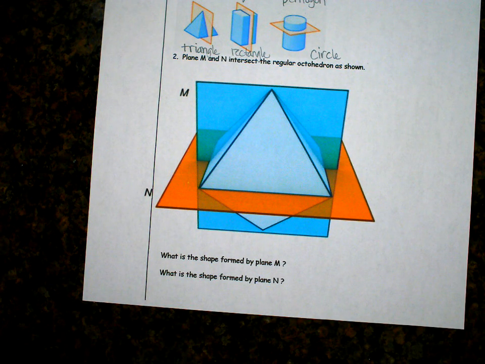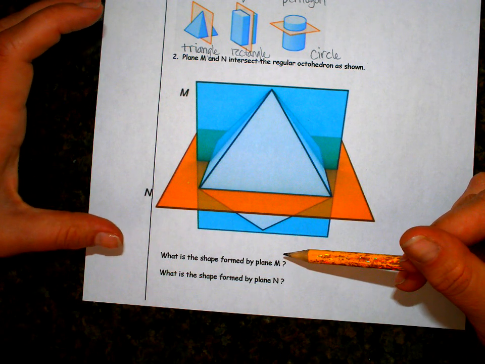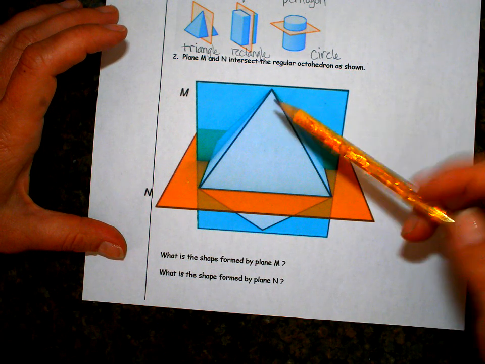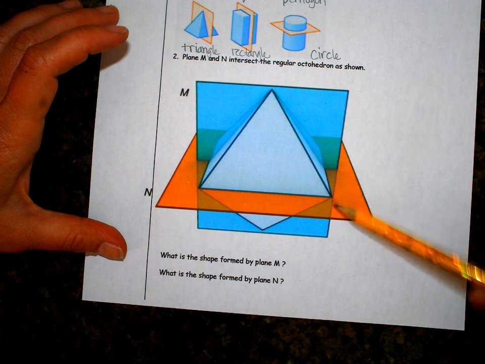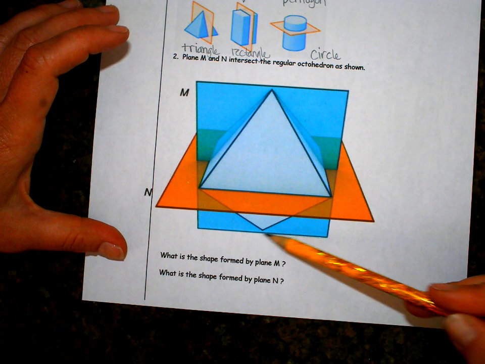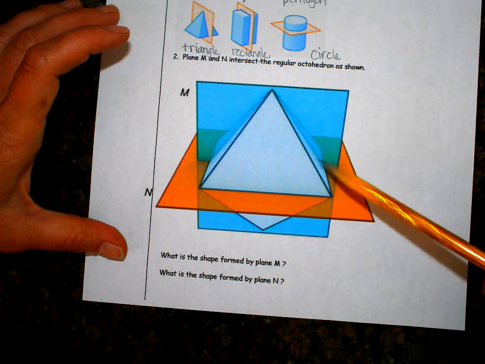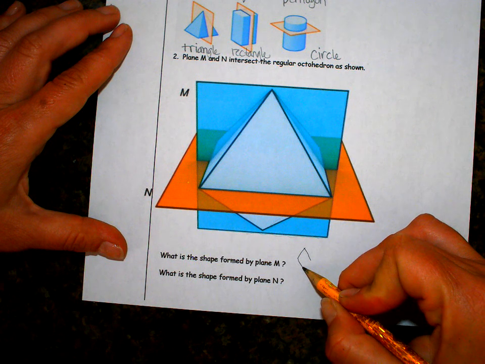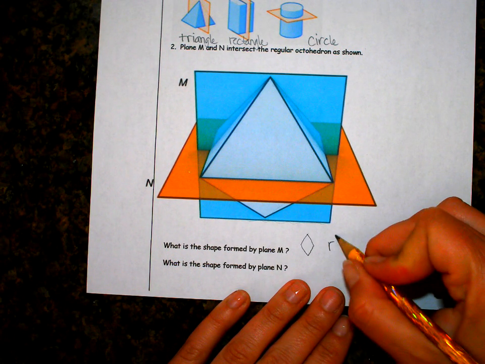So here we go. What shape is formed by plane M, up and down, M? So I got this top triangle, but the blue, this goes all the way down to here. So then there's going to be another triangle down here. Triangle on top and triangle on bottom. What shape is that? Rhombus.